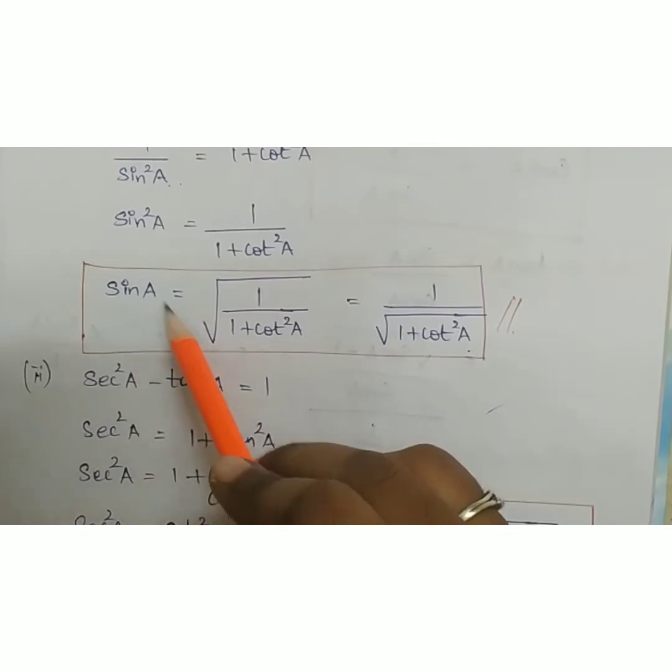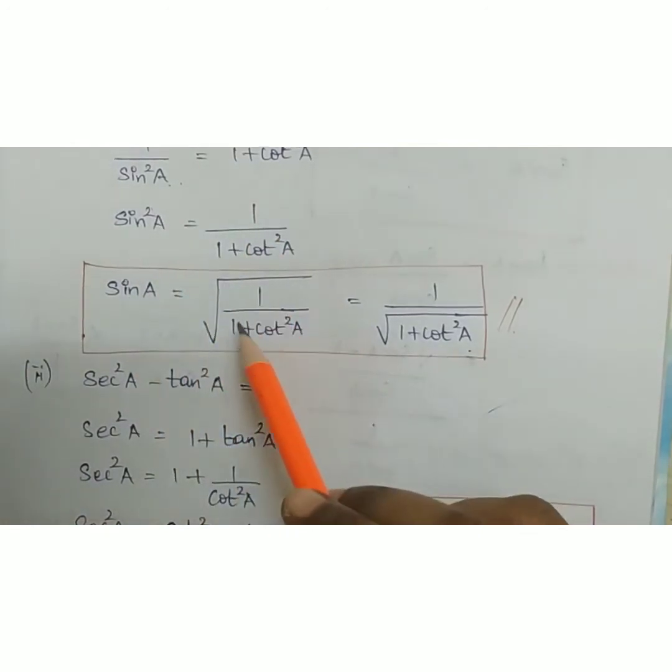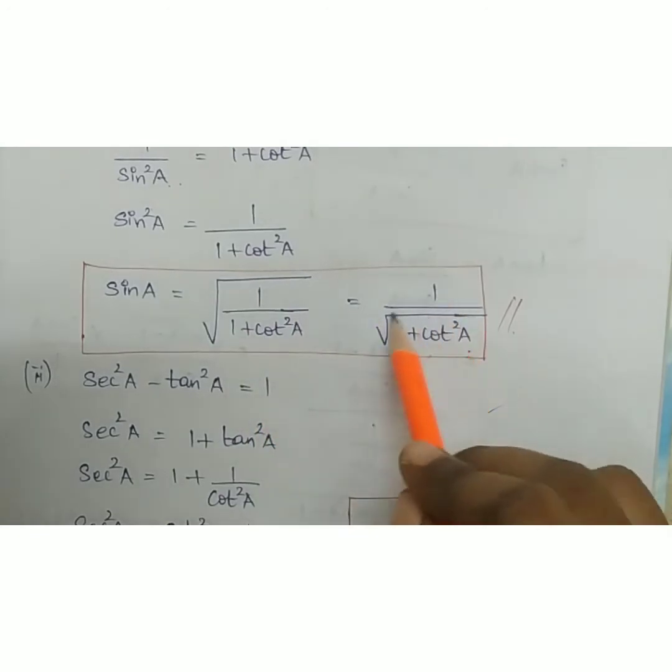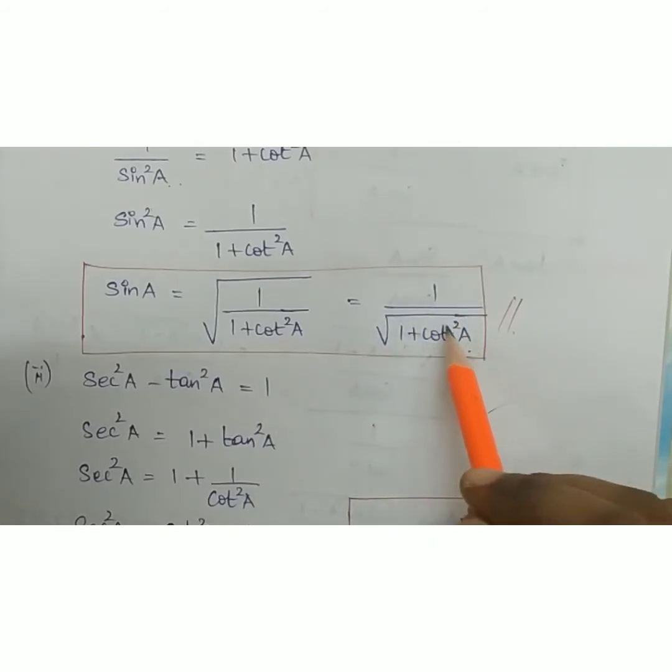Here the square on sin A will go this side as a square root. So sin A is equal to root of 1 by 1 plus cot square A. So it is equal to 1 by root of 1 plus cot square A, since root 1 is 1 only. So sin A is expressed in terms of cot A.